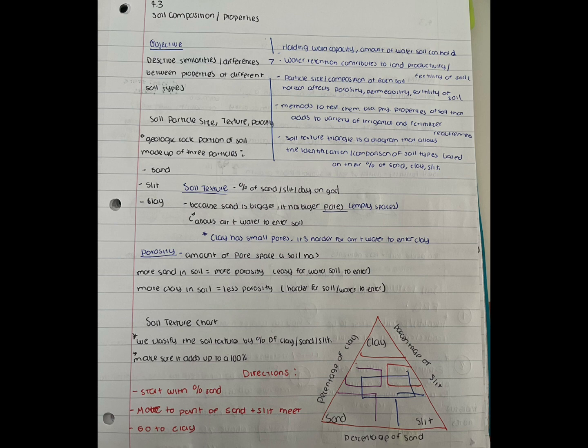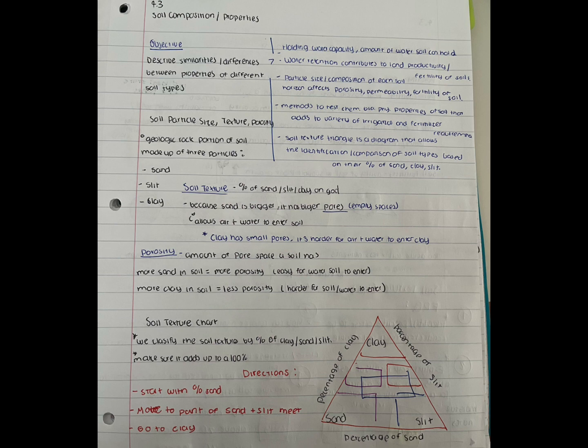Clay has small pores, and it's harder for air and water to enter clay, so it has low porosity. Porosity is the amount of pore space a soil has. More sand in soil means more porosity and it's easier for water to enter the soil. More clay in soil means less porosity, which is harder for water to enter the soil.